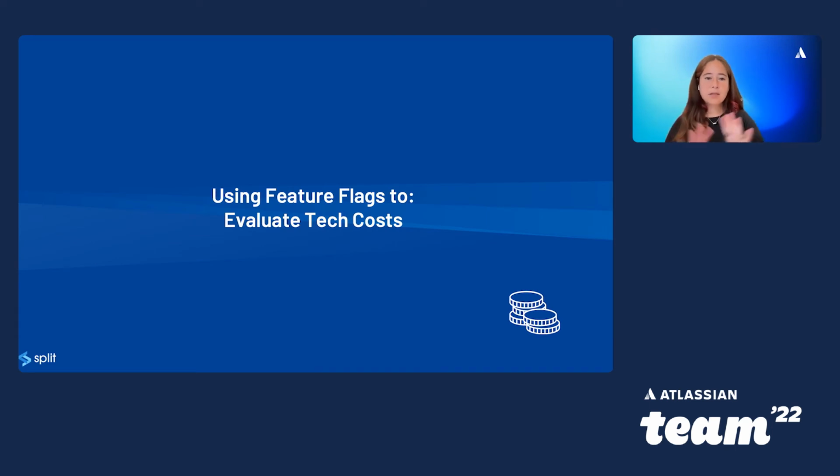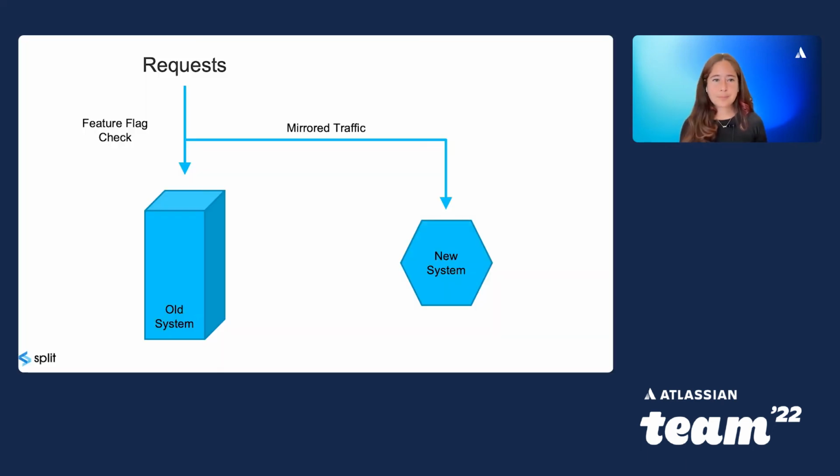Okay, so that was a lot about parity checking. So checking to make sure that new systems match old systems. Now we're going to talk a little bit about evaluating tech costs. So in this case, again, we're probably going to have a new system and an old system, but instead of parity checking, we're going to just mirror the traffic, which is basically the same as parity checking, but without the checking portion of it, right?